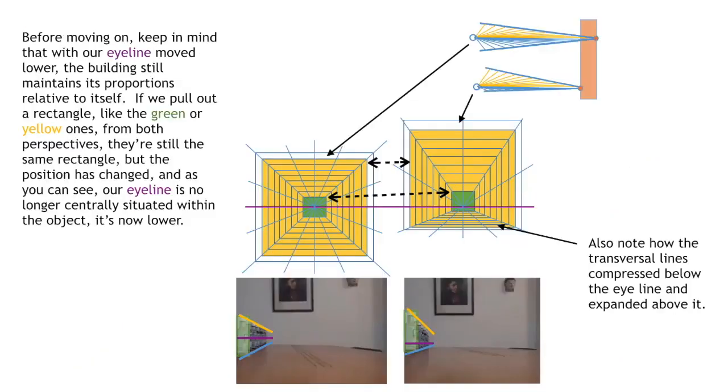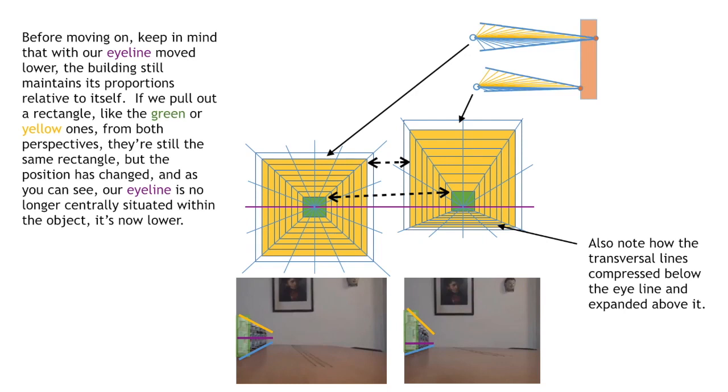So before moving on, let's keep in mind that with our eye line moved lower, the building still maintains its proportions relative to itself. So this is an important part before we move on. If we pull out a rectangle like the green or the yellow ones, let's say, so instead of the orange and blue paint, we now just pull out one yellow rectangle and one green rectangle far away. They're still the same rectangles, but their position has changed.